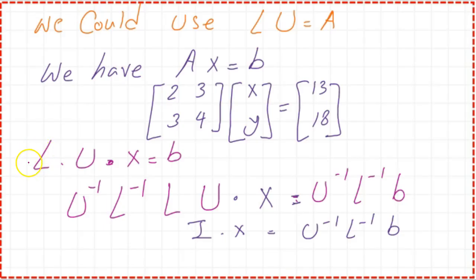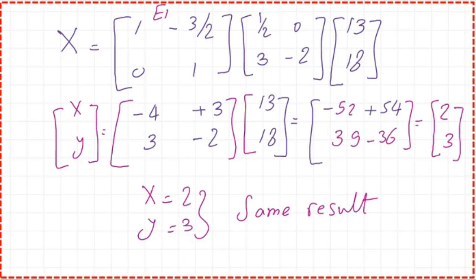Multiply here from the left side by the inverse of L. Again, we multiply by the inverse of U. And the right hand side would be multiplied by the inverse of U multiplied by the inverse of L by B. These all terms, first we start, this one is I, and again U minus 1 by U is again I. So I by X equal to U minus 1 L minus 1 B. Through multiplications, we will get the same value, X equal to 2 and Y equal to 3, which is the same result.